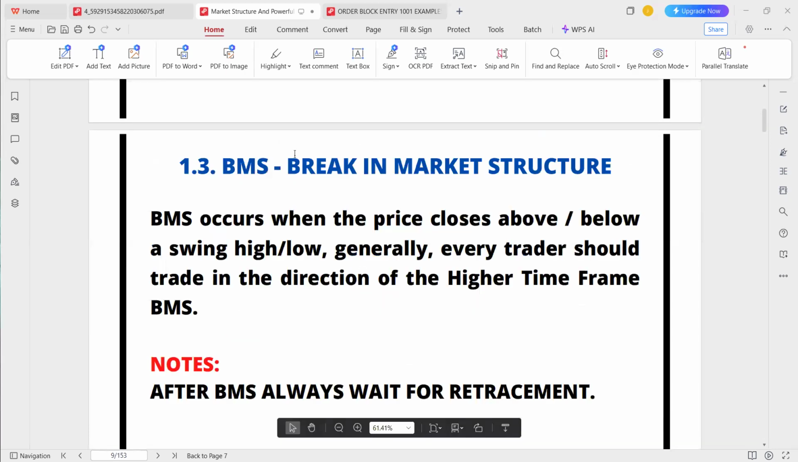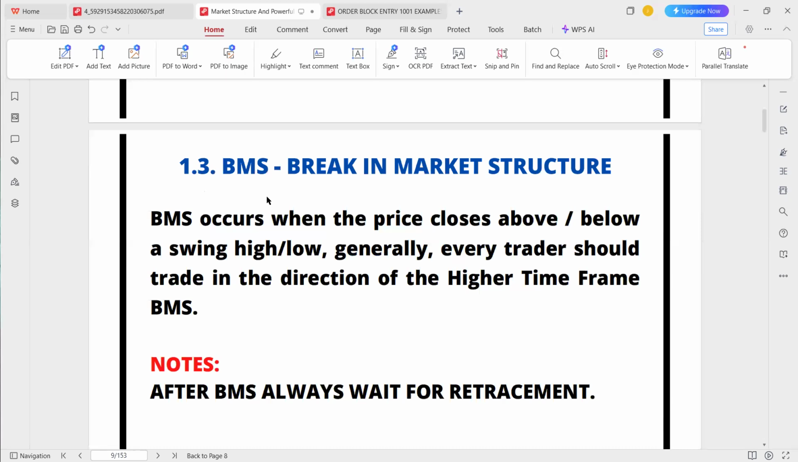All right, then we go into the break of market structure. BMS, that's the abbreviation, break of market structure. So BMS occurs when the price closes above or below a swing high or low. Generally, every trader should trade in the direction of the higher time frame break of market structure.